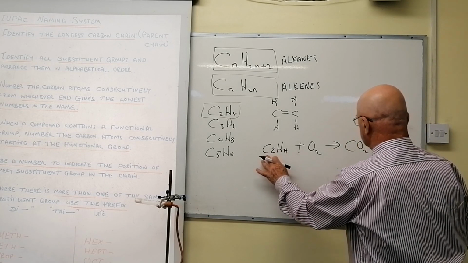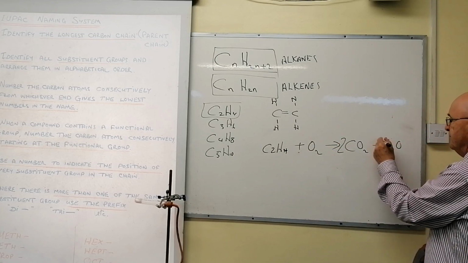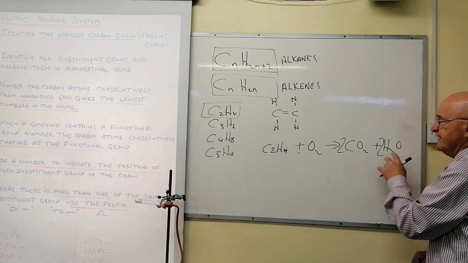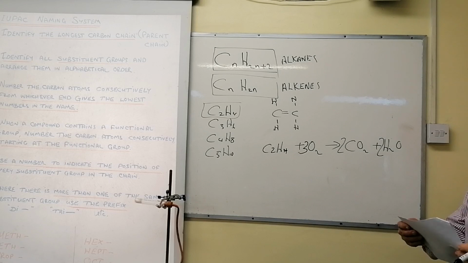Now balance that: 2 carbons there, a 2 in there. 4 hydrogens there, so put a 2 in there. Oxygens last: 2 2s are 4 and 2 is 6, so there's a 3 in there, very good. That's that one, and that's it.